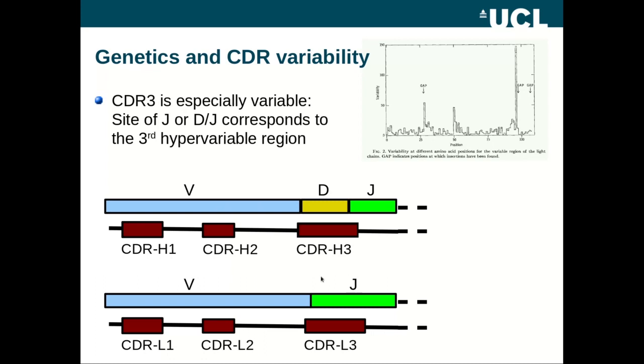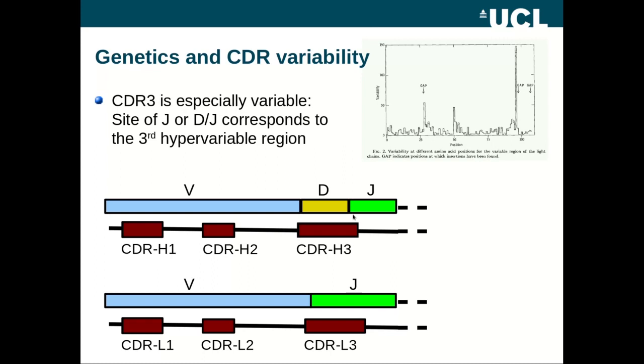Now what I've done here is to map where the CDR loops appear onto the DNA. So that you can see that in both the heavy chain and the light chain, CDRs 1 and 2 are encoded by the V segment. In the light chain, CDR L3 is encoded by the junction between the V segment and the J segment, while CDR H3 in the heavy chain is encoded by the very end of the V segment, the whole of the D segment, and the very beginning of the J segment.